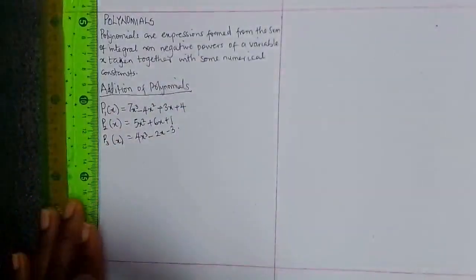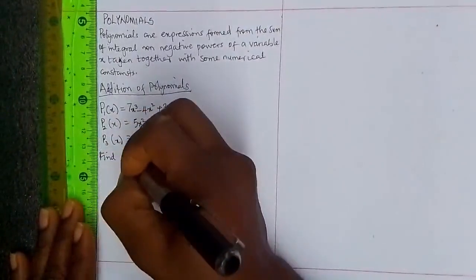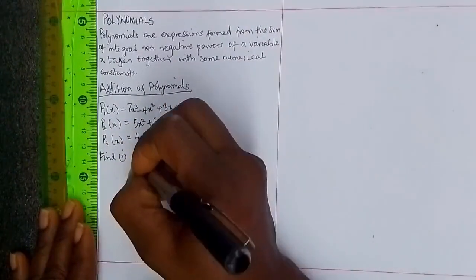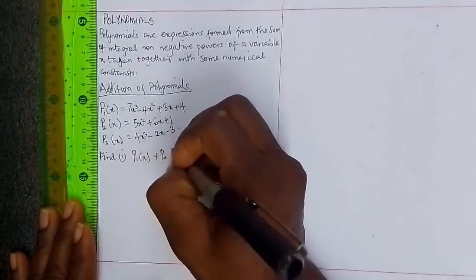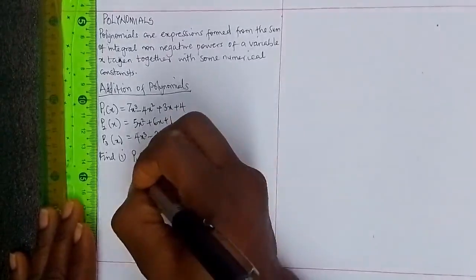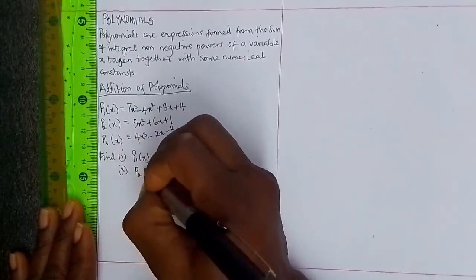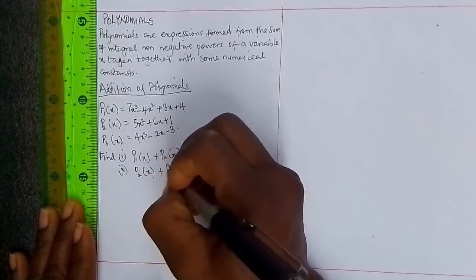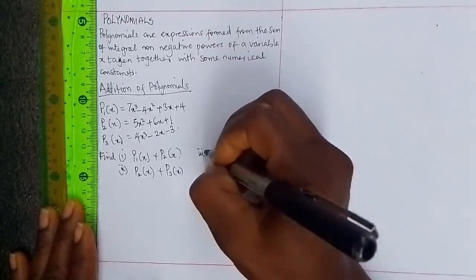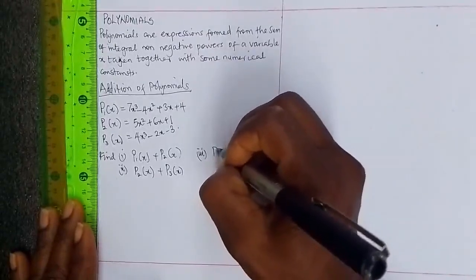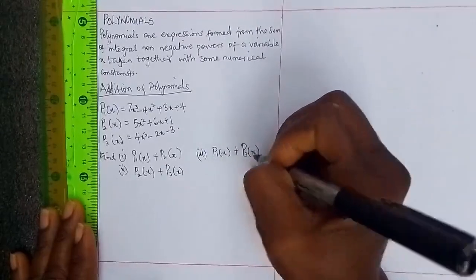Now the question is asking us to find: one, let's find p1 of x plus p2 of x. The second question says p2 of x plus p3 of x. Then the last one that we are going to solve in addition is p1 of x plus p3 of x.